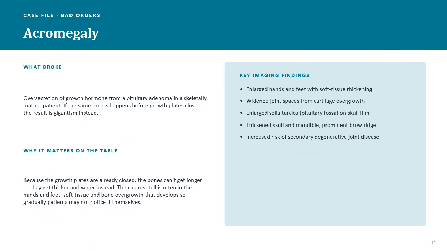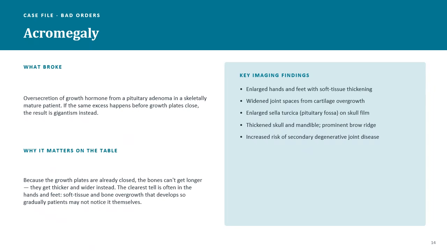The first condition we're going to look at is acromegaly. This happens when we have an overactive pituitary adenoma. So we're talking about a benign tumor in the pituitary gland that is causing the gland to overproduce growth hormones. Now, in the case of acromegaly, the growth plates of this patient have already closed, so of course the bones can't get any longer. They're going to get thicker and also wider instead.